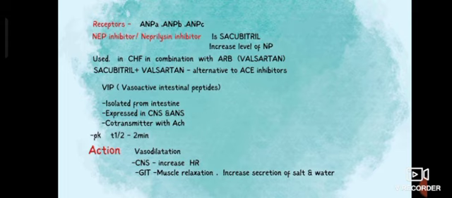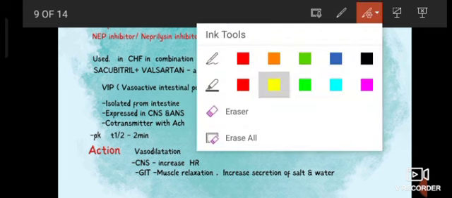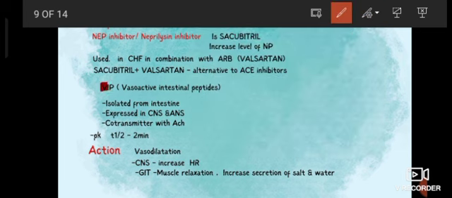Now, next topic is vasoactive intestinal peptides. These are isolated from the intestine, expressed in the CNS and brain, and are co-transmitters with acetylcholine. Regarding pharmacokinetics, their half-life is 2 minutes. Action of vasoactive intestinal peptide is vasodilatation. Its action on the heart is increased heart rate. On the GIT, it causes muscle relaxation and also increases secretion of salt and water.